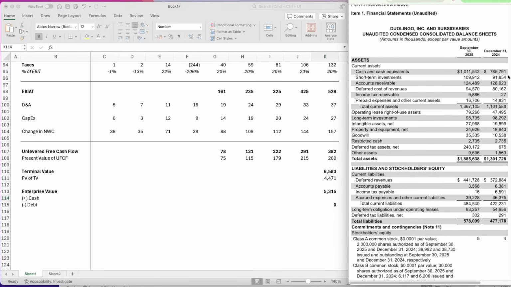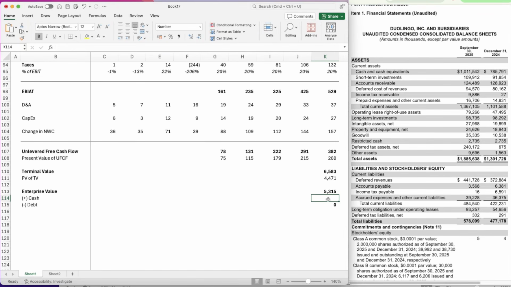Here we are. So they have about one and a bit billion in cash. This will give us our equity value now. So let's do this properly, because one day when they take on debt, we will fill in that figure.